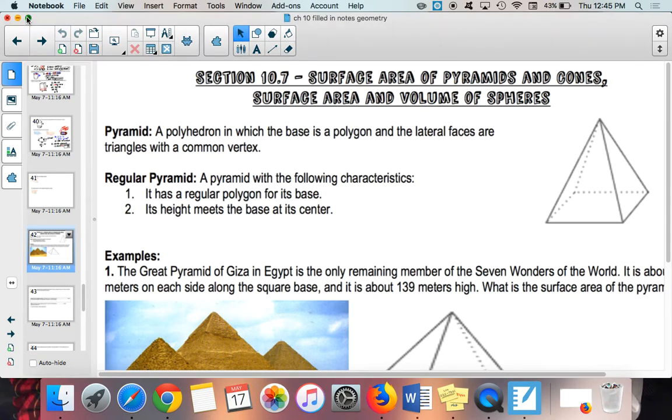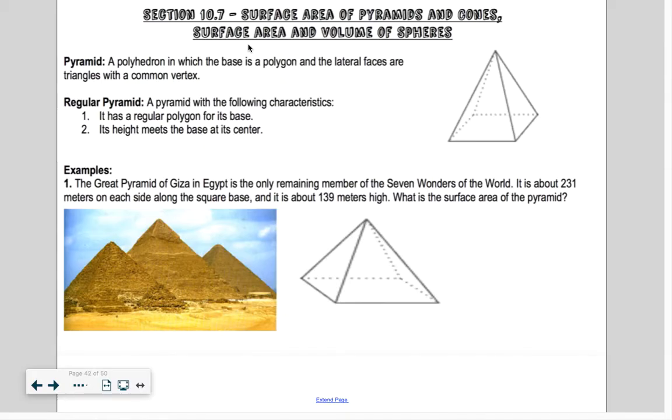This is on surface area of pyramids and cones, and then we're also going to do a little bit of surface area and volume of spheres. A pyramid is something that has a single base, and it goes up to a point. A polyhedron in which the base is a polygon and the lateral faces are triangles that go to a common vertex. A regular pyramid is one that has a regular polygon for its base. So in this case, this picture off to the right would be a square-based pyramid. That would be a regular pyramid because it has a square at the bottom.